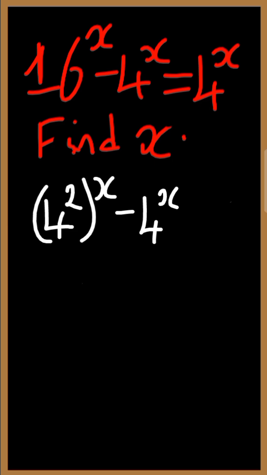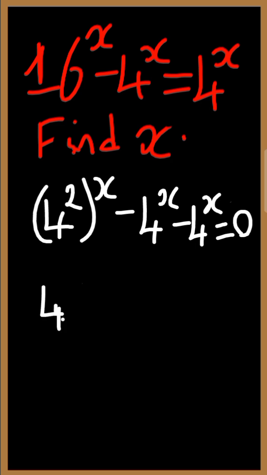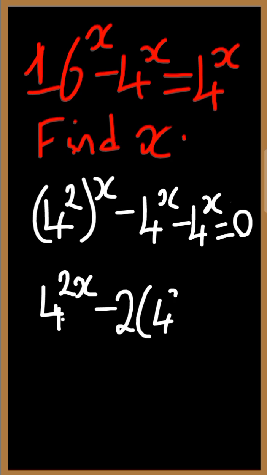We are going to transfer the 4 raised to the power x at the right hand side to the left. It becomes negative 4 raised to the power x is equal to 0. This will give us 4 raised to the power, we are going to multiply the powers, 2 times x gives us 2x. Negative 4 raised to the power x minus 4 raised to the power x gives us negative 2 times 4 raised to the power x is equal to 0.